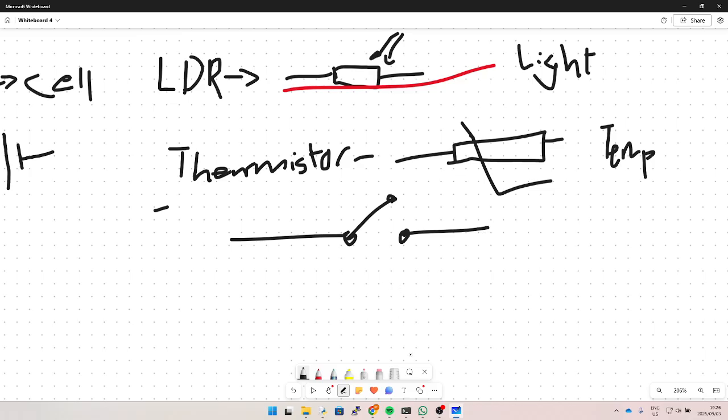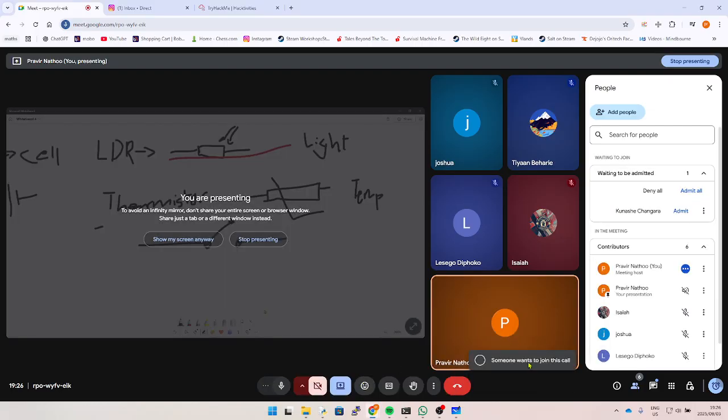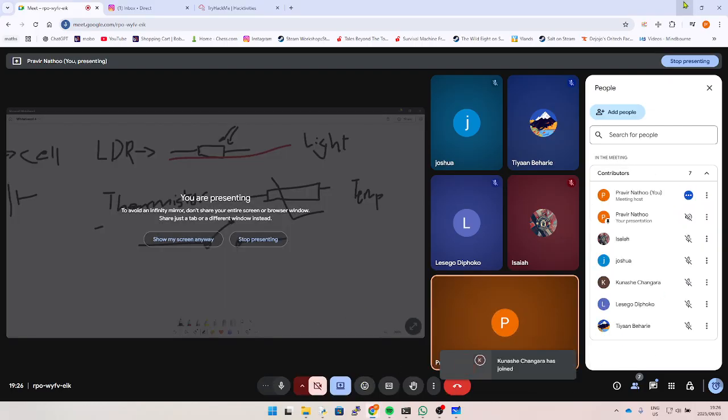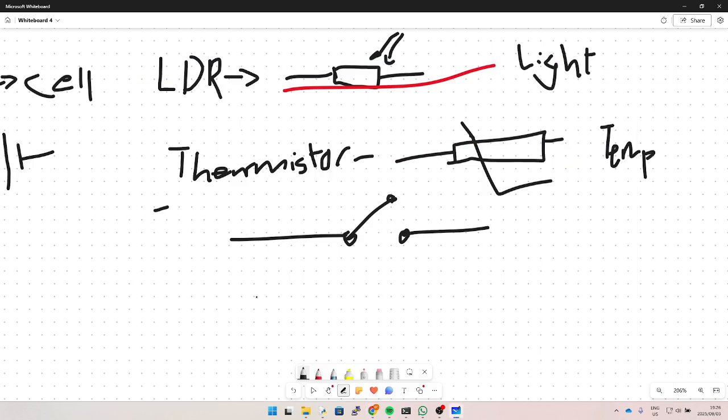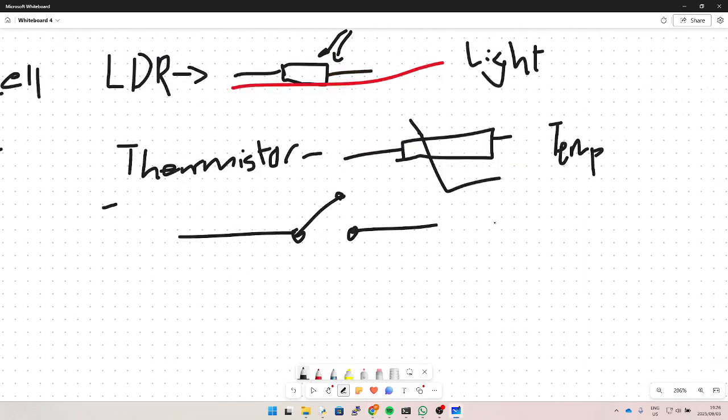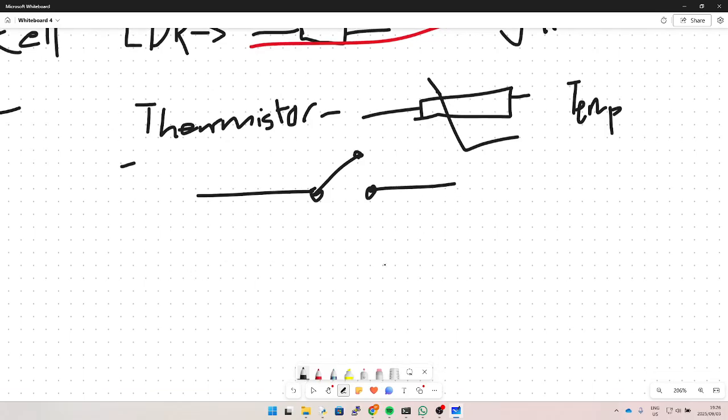Then next, you get a push switch symbol. You open or close the circuit. With a push switch, you have to hold it. Don't worry, it's simple, it opens or closes the circuit.